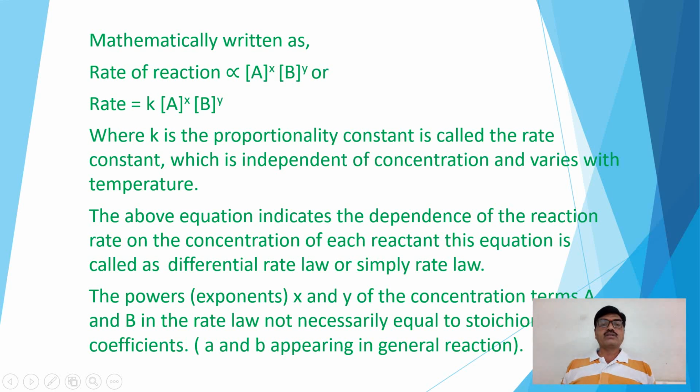The powers, that is the exponents x and y of the concentration terms A and B in the rate law, are not necessarily equal to the stoichiometric coefficients, that is a and b appearing in the general reaction. So in this case, the x and y may sometimes be equal to the coefficients a and b, or may not be equal. So it is not necessarily equal to the stoichiometric coefficients.